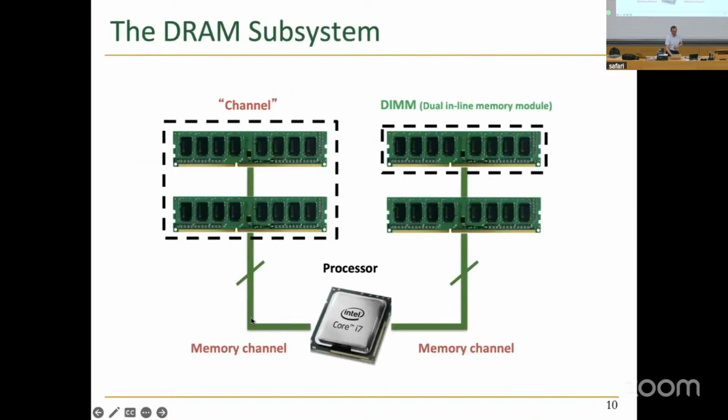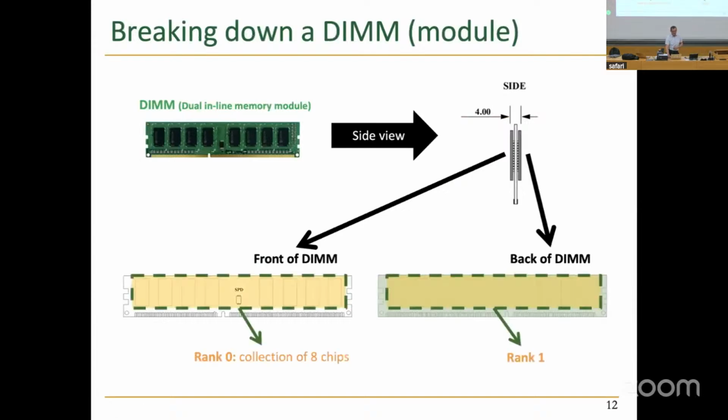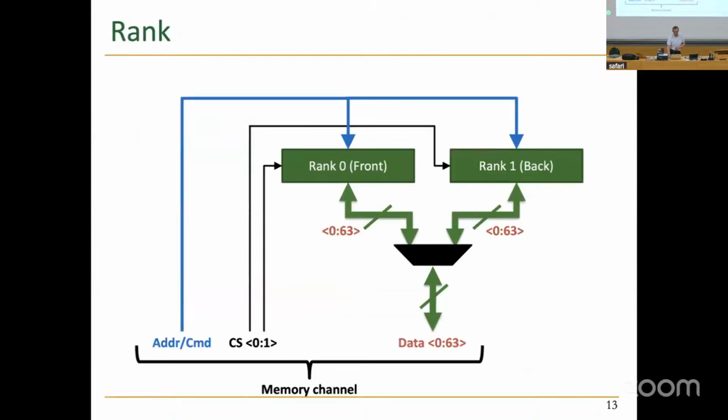These are the channels connected to a real processor. You can see 4 modules here, or dual inline memory modules. And each module has a front and a back in this particular case. And these are called ranks. Basically, it's a collection of 8 chips in this case. It could be 4, it could be 16, it could be 32, depending on the chips. And then these ranks share address and command buses and data buses, as you can see.